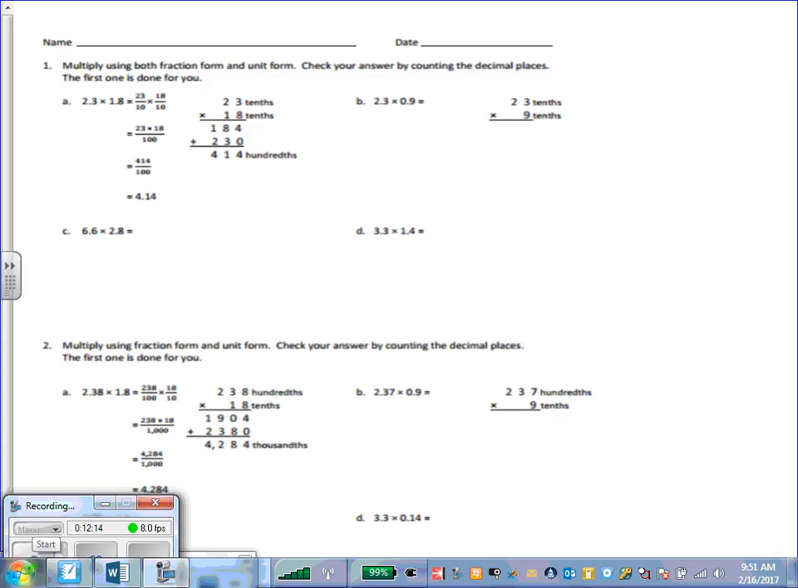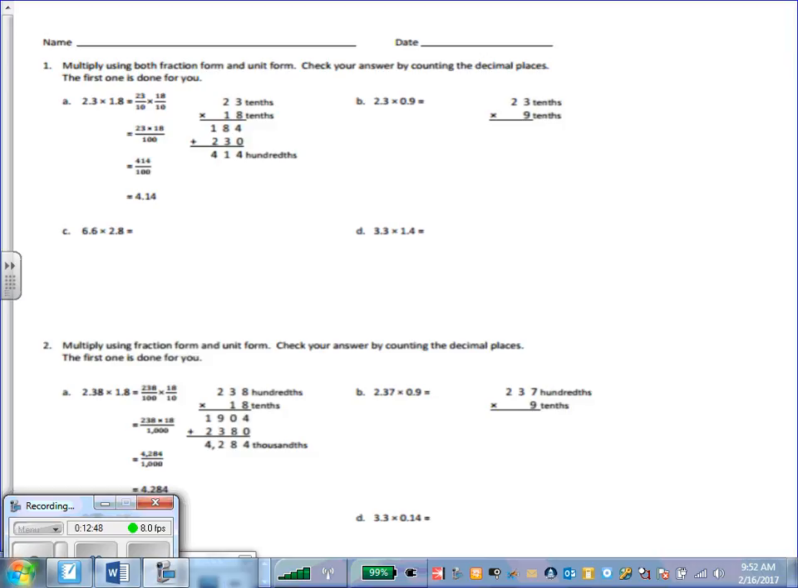Let's look at this together. It says, multiply using both fraction form and unit form. Unit form just means use the standard algorithm. When they're saying the unit form, that means like 23/10. I don't like it. I hate it. They're just saying, write it without the decimal in it. So I want to tweak that just a little bit. I'm going to show you what I mean. Okay? Just wait a minute.